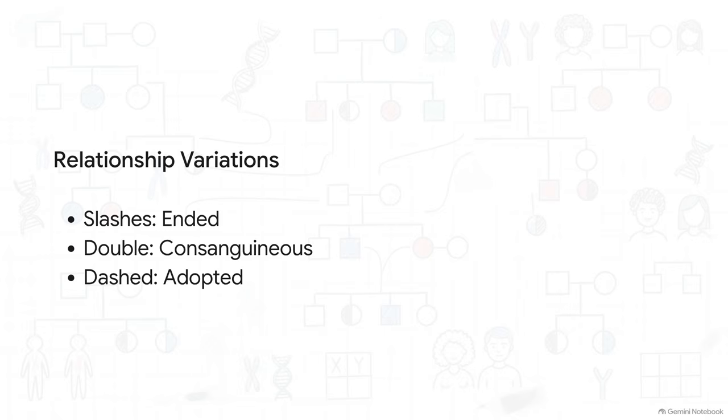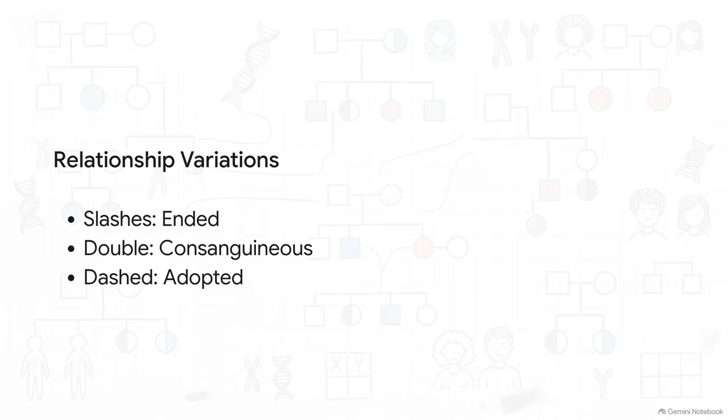Two slash marks through a relationship line just means the relationship ended, like a divorce. We also need to be really clear about biological versus non-biological ties. Adopted individuals are put in brackets and connected with a dashed line. That clarifies that heritable genetic traits aren't being passed down that route.